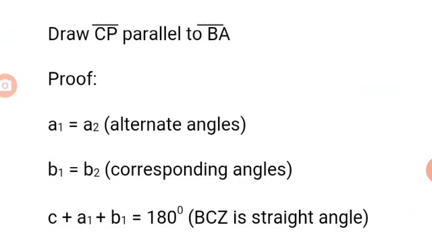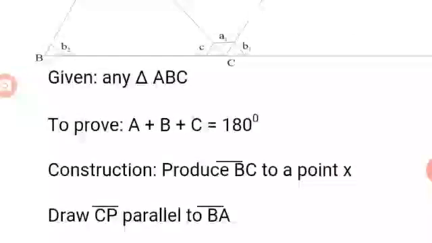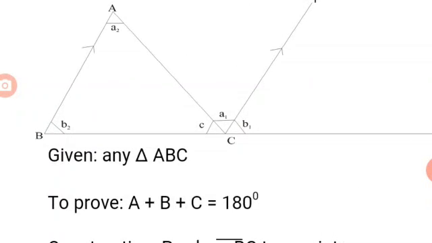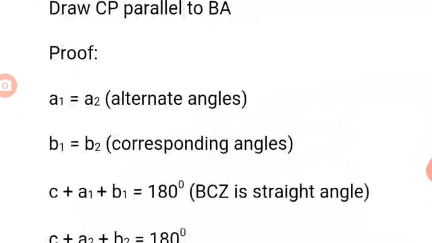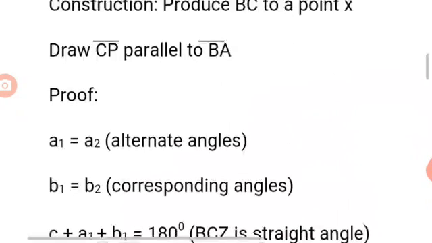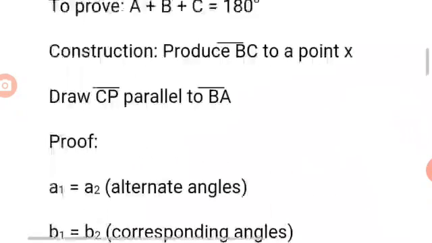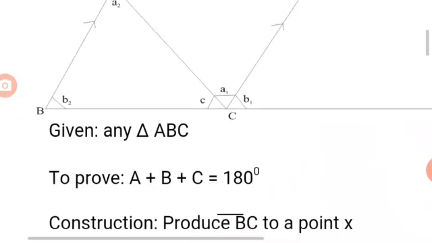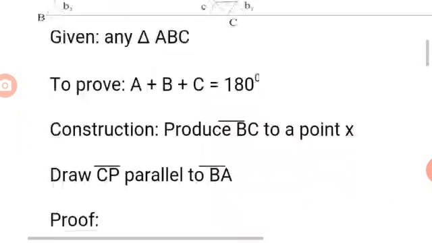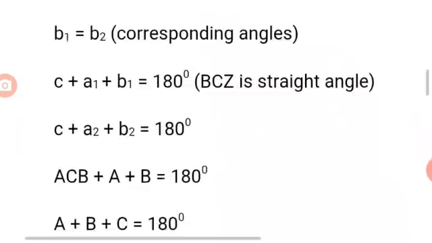To also prove that B1 is equal to B2. Can you see? They are also corresponding angles. That is what we call corresponding angles. Therefore, C plus A1 plus B1 equals 180 degrees. Are we together? That is C plus A1 plus B1 equals 180 degrees. That is angle on a straight line. Are we together?